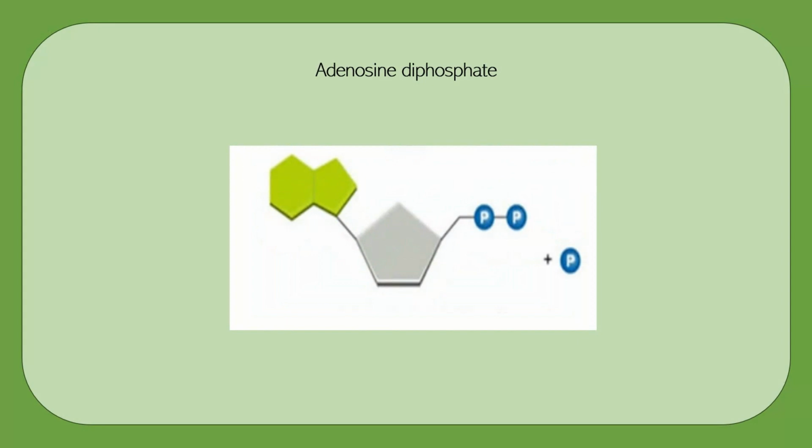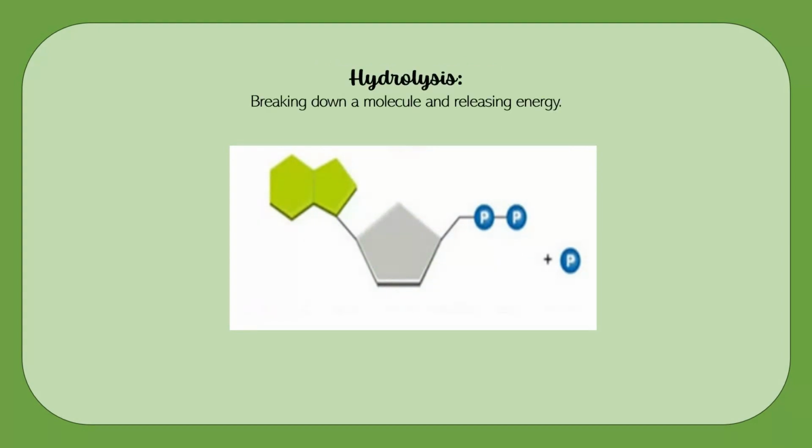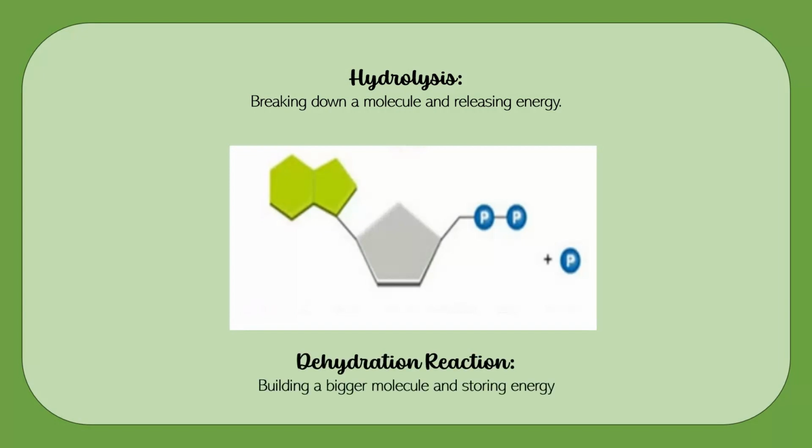When ATP releases a phosphate, hydrolysis occurs, which is breaking down a molecule. When a phosphate is added to ADP, a dehydration reaction occurs, which builds a bigger molecule and stores energy.